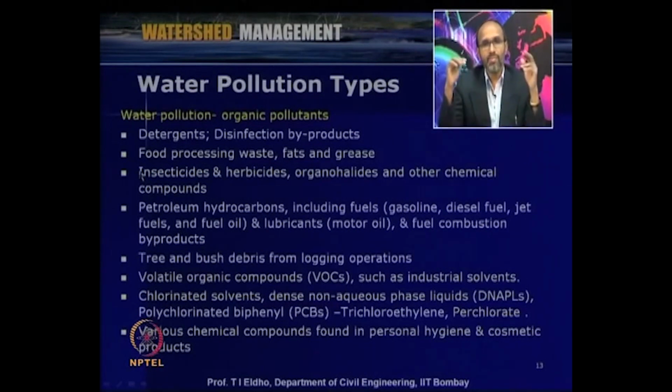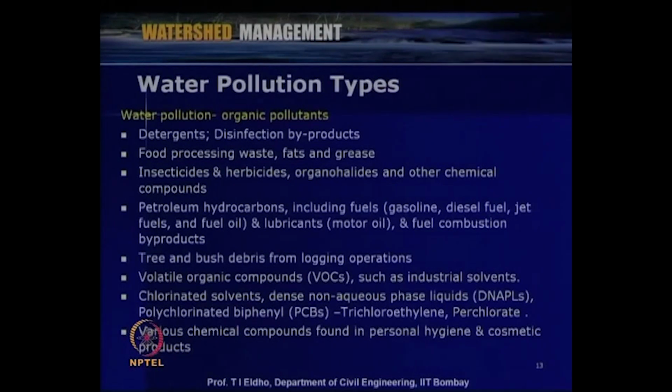So the water pollution type can be organic pollutants or inorganic pollutants. Organic pollutants are what is given in this slide. So it can be coming from detergents or petroleum products or volatile organic compounds or various things we use for various cosmetic products or personal hygiene products. So these are all types of pollution that can be organic.